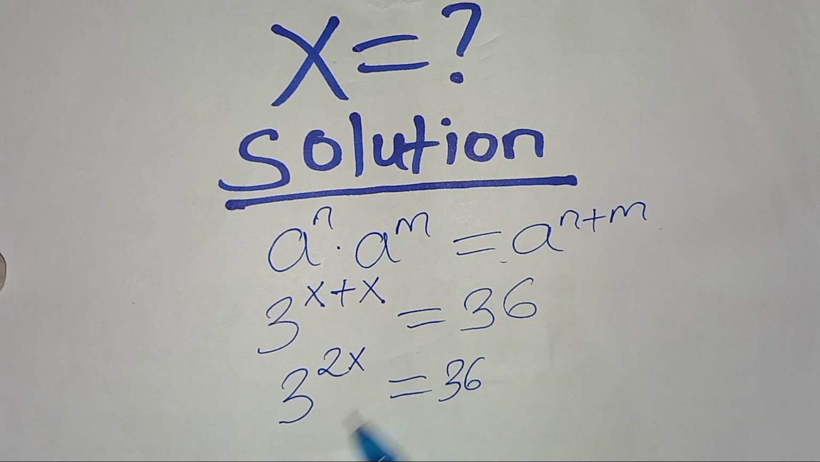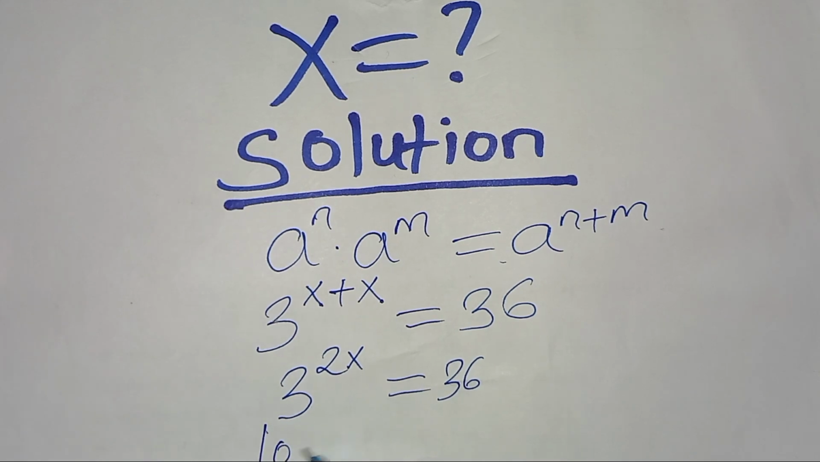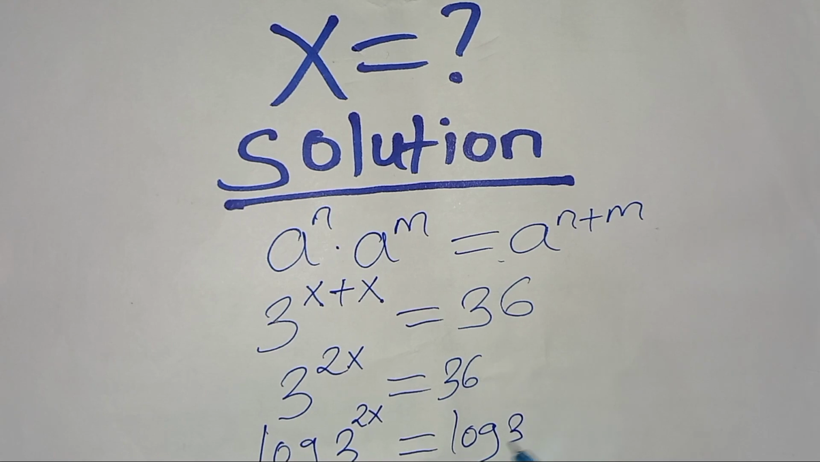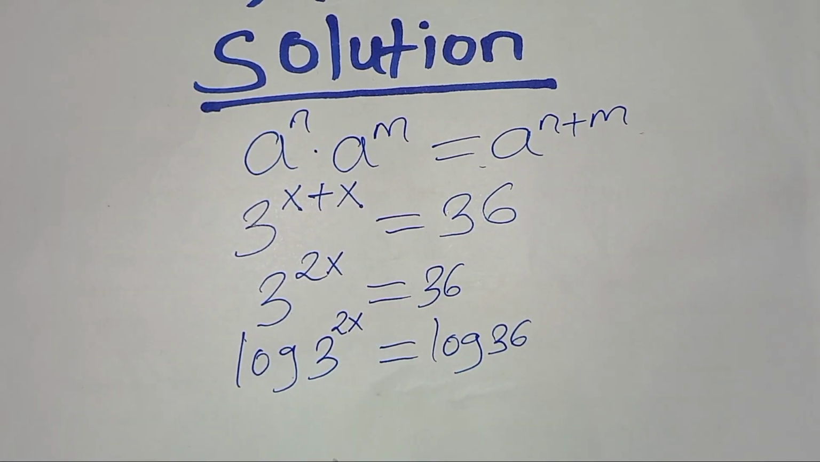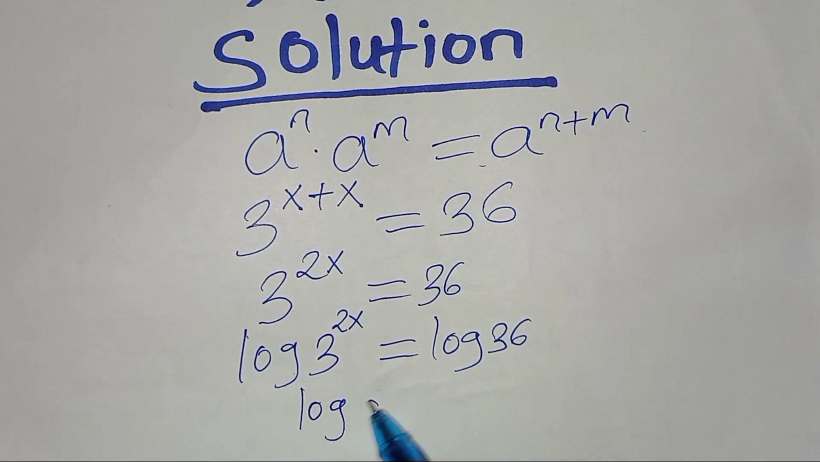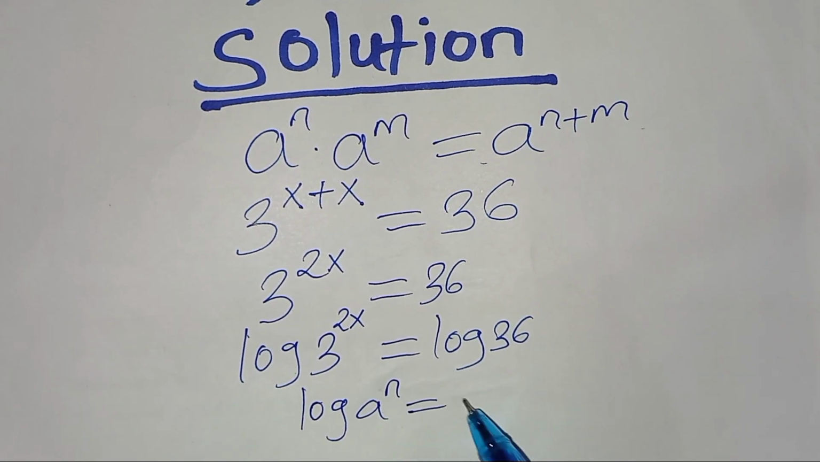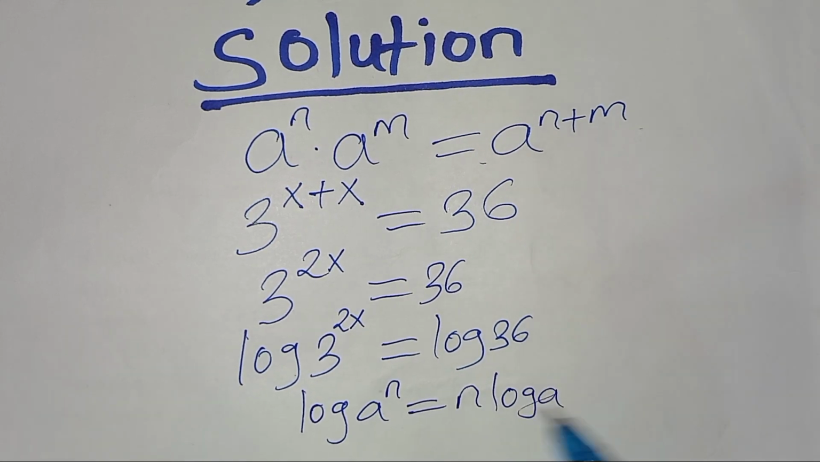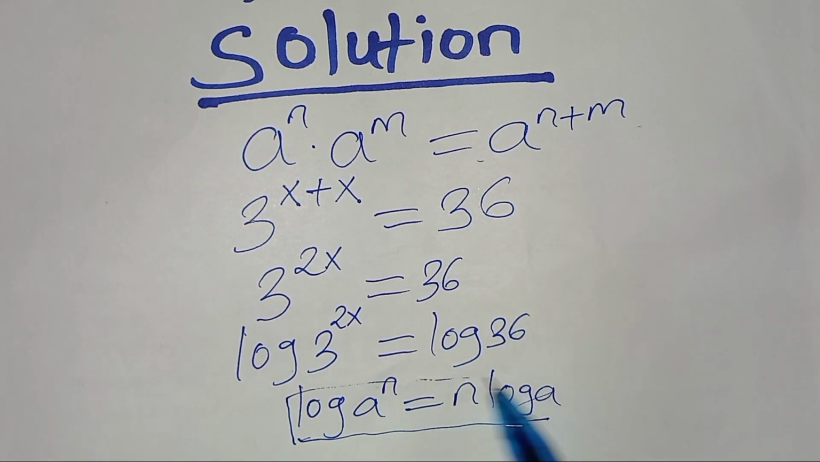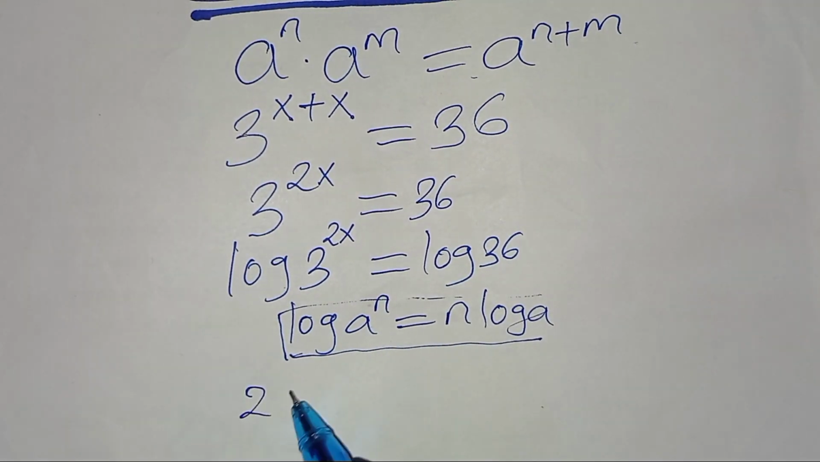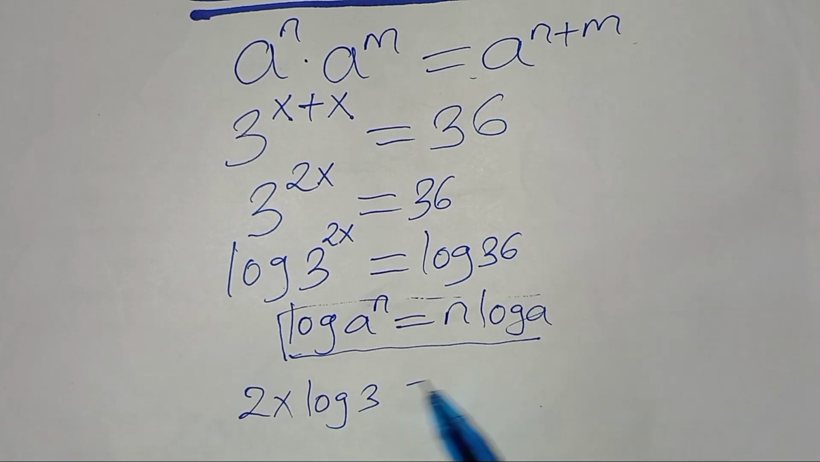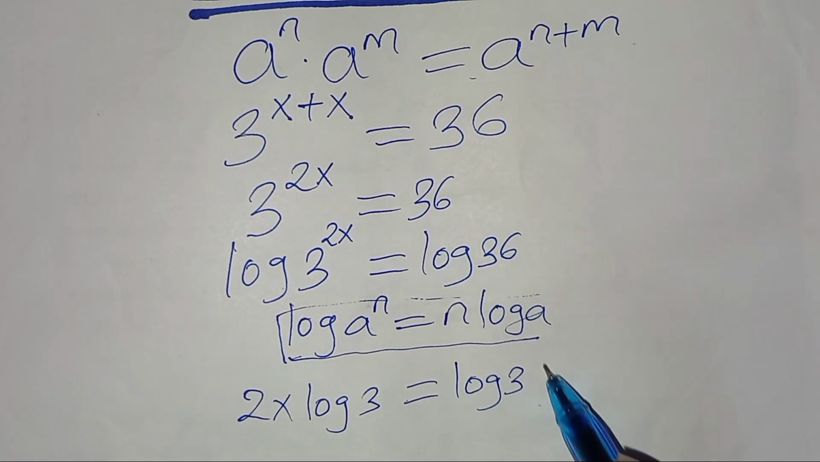Okay, so now to solve for the value of x, we introduce the natural logarithm on both sides, so that we'll have log 3 to the power of 2x equal to log 36. Now from here, log 3 to the power of 2x is in the form of log a raised to the power n, which you can express as n log a. Okay, so applying this power rule property of logarithm, log 3 to the power 2x becomes 2x log 3, which is equal to log 36.